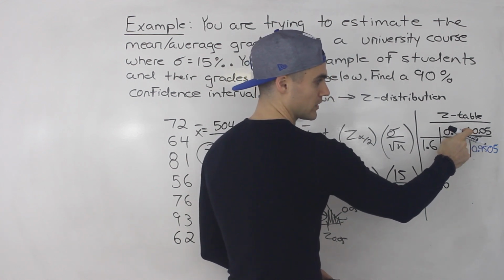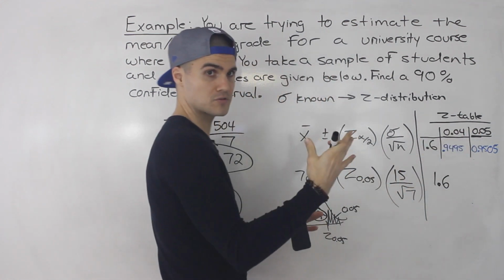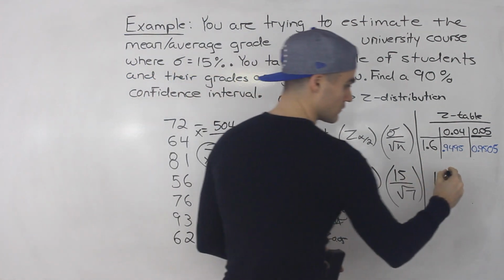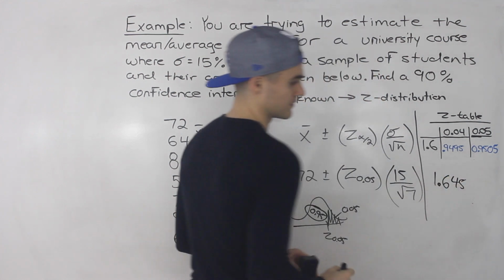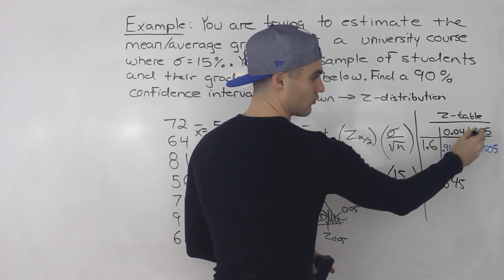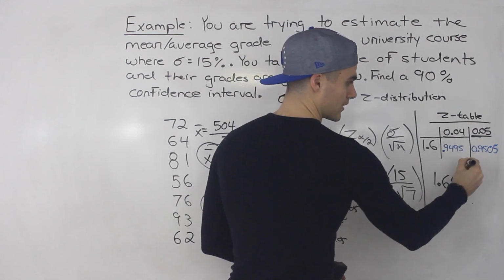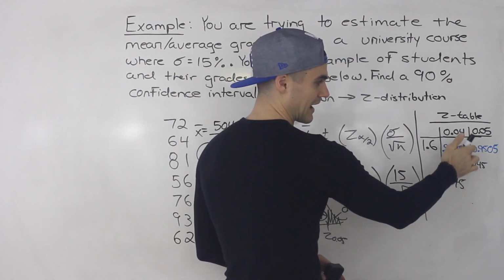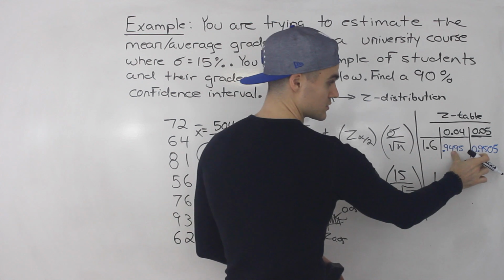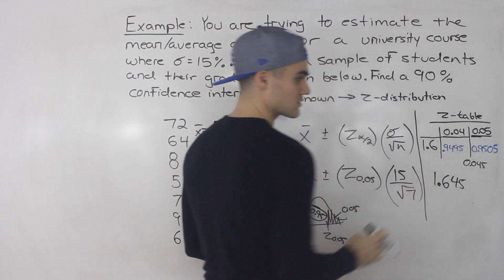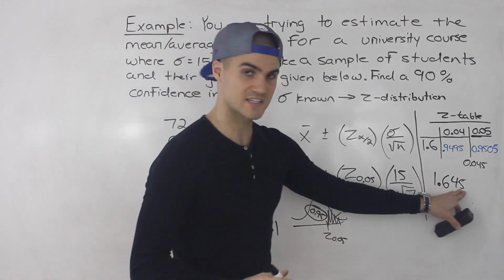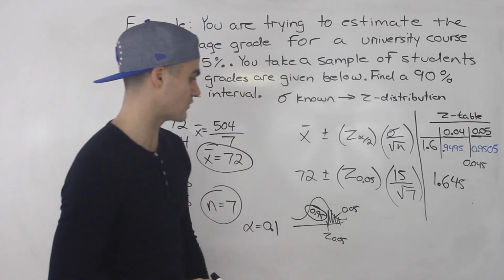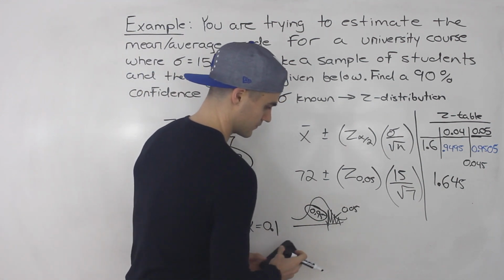And then what's the middle between 0.04 and 0.05? You could add those up, 0.04 plus 0.05, which gives you 0.09, divided by 2, which would give you 0.045. So between 0.04 and 0.05 is 0.045, I'll write it over here. And then notice that 0.95 is going to be sort of in the middle of these two, 0.9495 and 0.9505. So if you want to be more exact with the z-score, you could interpolate it, and you'd get 1.645. So that's the z-score over here.